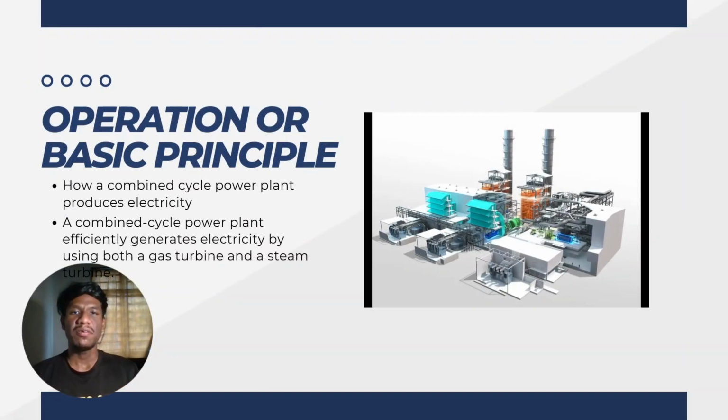Okay, now I will explain in detail regarding the operation or basic principle of how a combined cycle power plant produces electricity. There are two processes or two cycles included in this principle: the first one is the gas turbine process and the second one is the steam turbine process. For the next slide, I will show you how it operates.